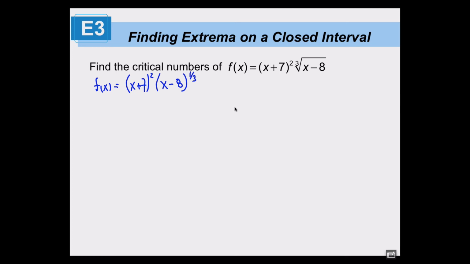Anybody making any headway? All right, let's make sure we all have the derivative together. 2 times x plus 7 times x minus 8 raised to the 1/3 power. I'm sorry? You did x minus 3. Correct. I was just seeing who's paying attention. Thank you, Abby. Good. I'll give you a point for that one.